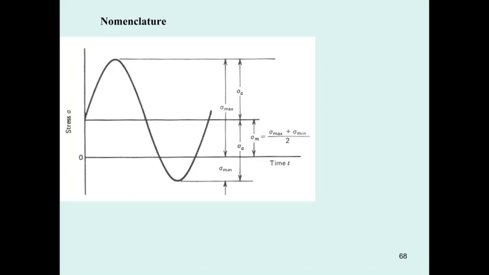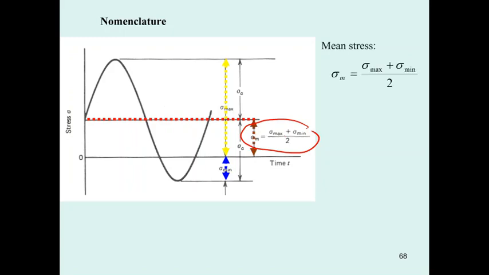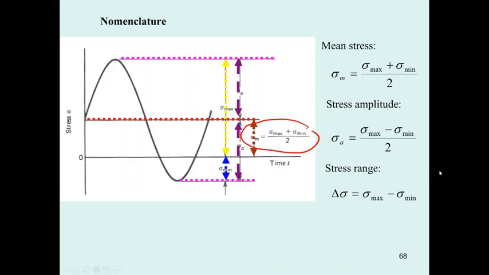Some nomenclature that you should know about fatigue. The first one is the mean stress. Mean stress is the average stress. So you just take sigma max plus sigma min divided by 2. This is sigma max, and this is sigma min. Sigma max is in tension, sigma min in compression. So sigma mean is sigma max plus sigma min divided by 2. Then the stress amplitude. The stress amplitude is the total length of the stress range divided by 2. The stress range is sigma max minus sigma min. So the sigma amplitude is just the sigma range divided by 2.